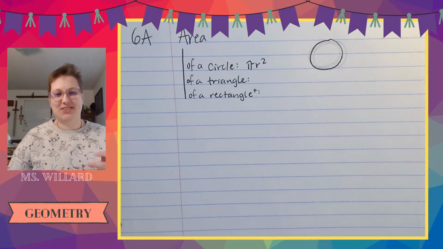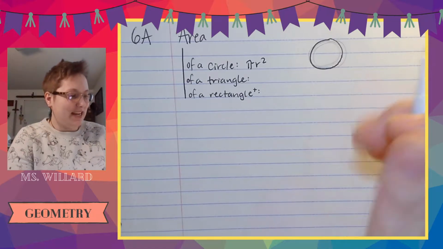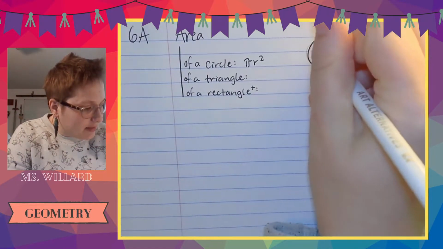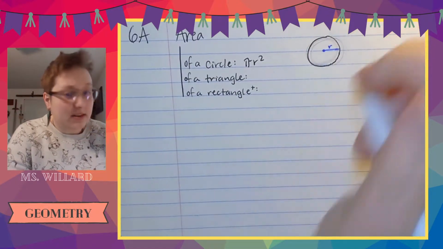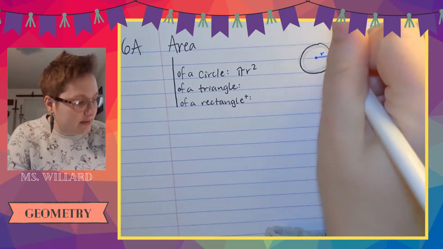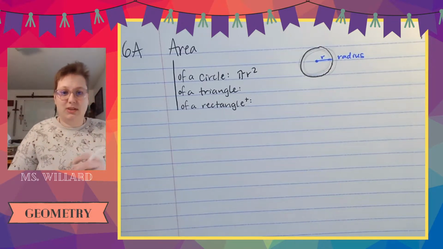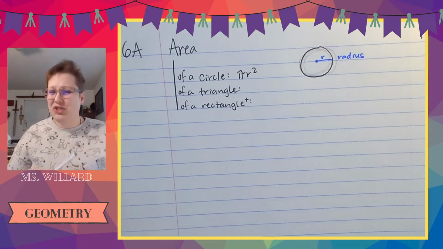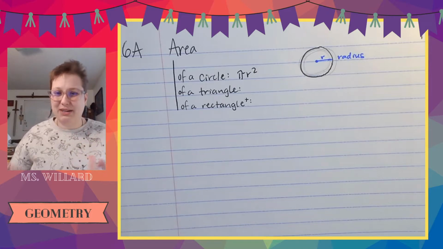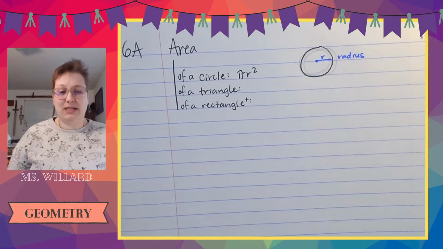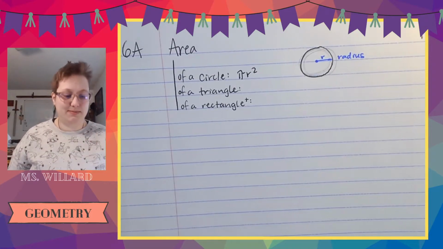Here's my perfect circle. And the r is the radius. That's from the center outwards. So that's the radius. It is halfway across a circle. Pi is just pi. Don't change it for 3.14. Just use pi usually. And then the radius squared times pi is our circle.